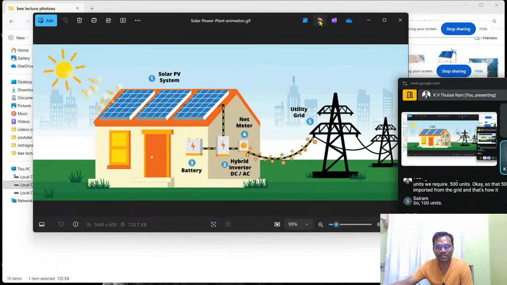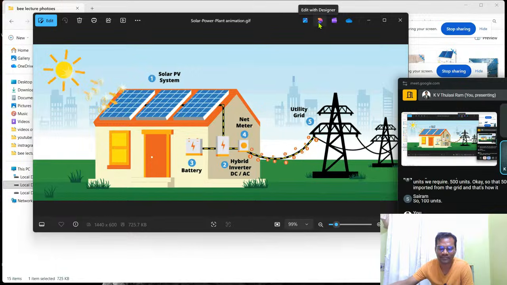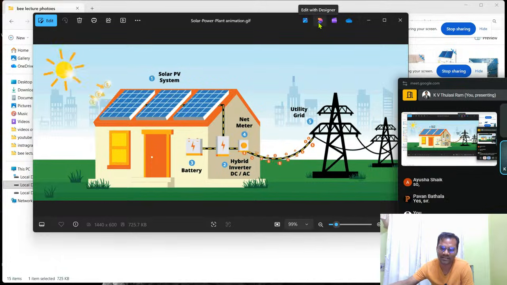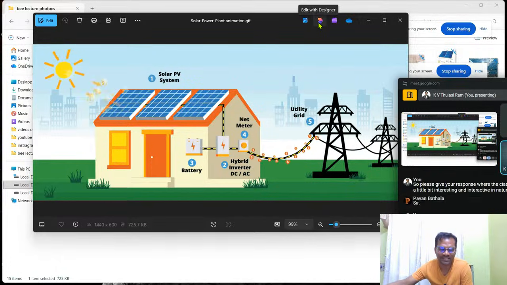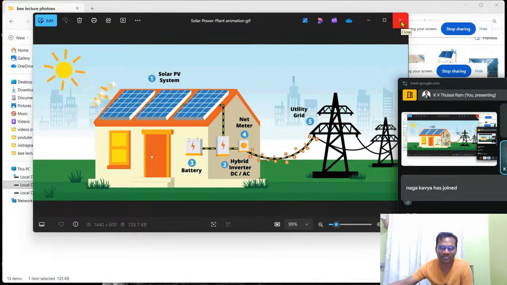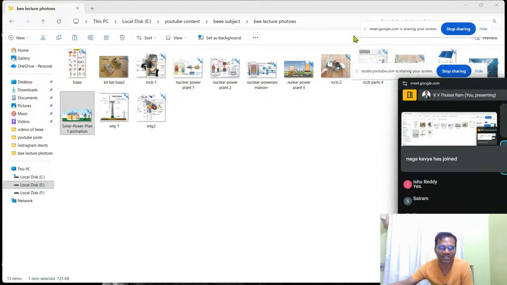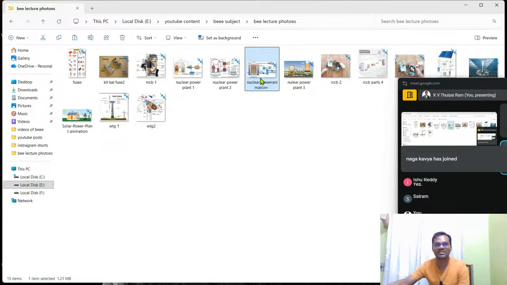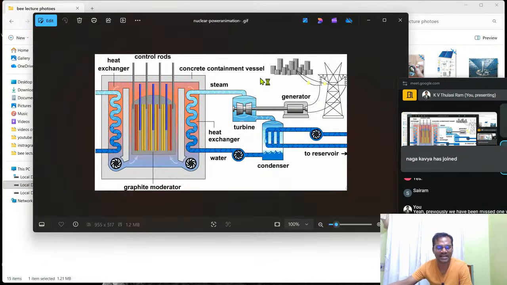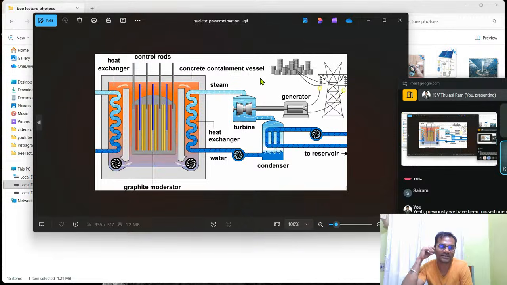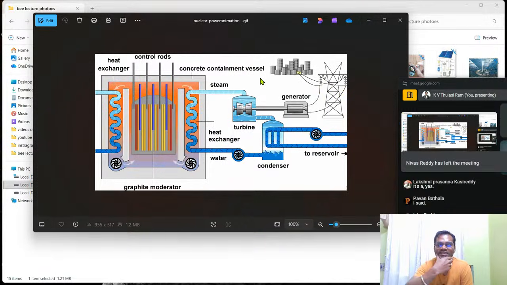Previously I was unable to show the animation. Now it is clear. Yes, sir. So please give your response so that the class will be a little more interesting and interactive in nature. Is it clear? Yes, sir. Previously we missed one video, which we will see here animated. This is the nuclear power plant animation. Now is it visible? Yes, sir. Give me the explanation.